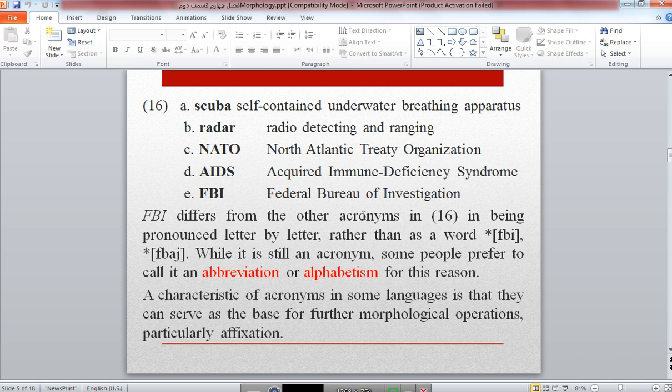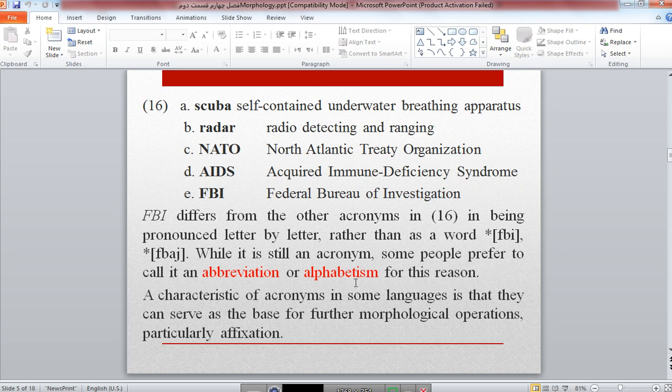So this is the definition of acronym. As you see here, an acronym is when we choose the first letters of the words and combine them with each other to produce a new word. We can pronounce it like a word, or we can pronounce it letter by letter like this one, FBI. We call it abbreviation or alphabetism, as you see here. So this is the second process. The first one is blending, and the second one is acronym.